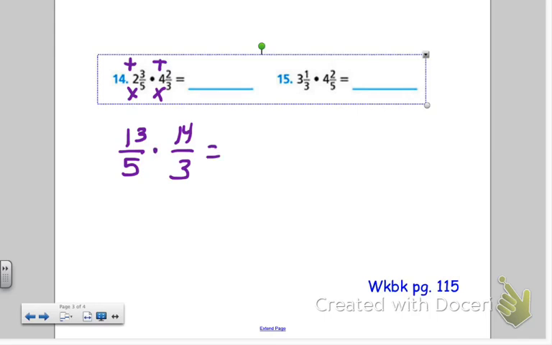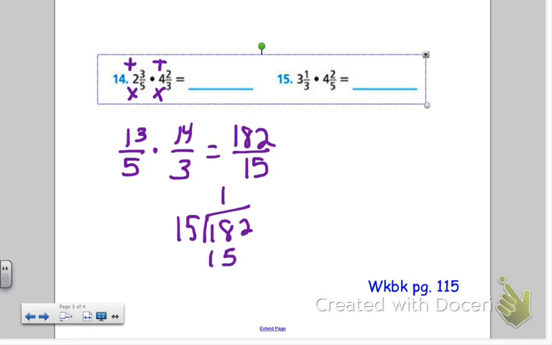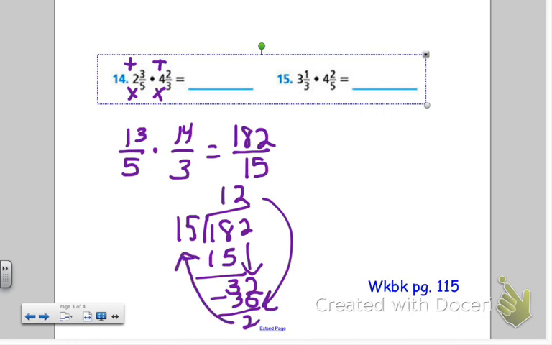Alright, so 13 times 14 is 182. And 5 times 3 is 15, and well, I have an improper fraction here, so I have to turn that into a mixed number. And let's see, 15 goes into 182 twelve times, with 2 left over, and that will give me 12 2/15.